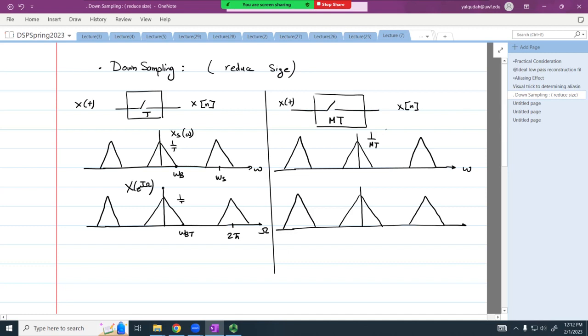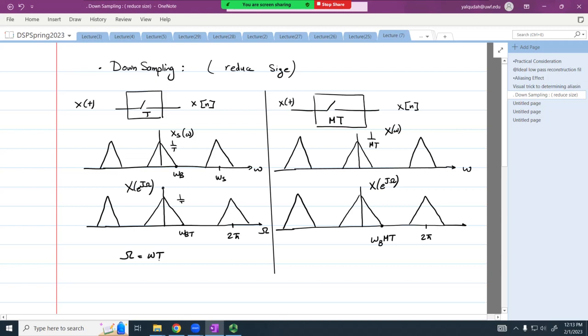So this is X of e to the j omega, and X of e to the j omega is going to have what value here? It is omega_B multiplied by M multiplied by T. Agree? Remember, omega is equal to w multiplied by T. So it is flat. It's going to have the same shape.